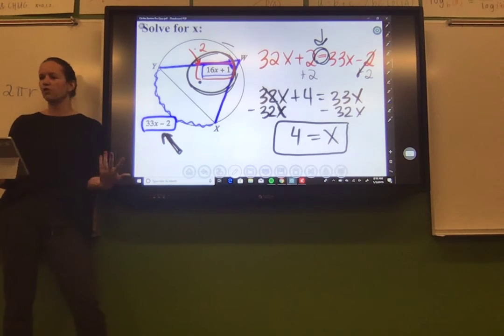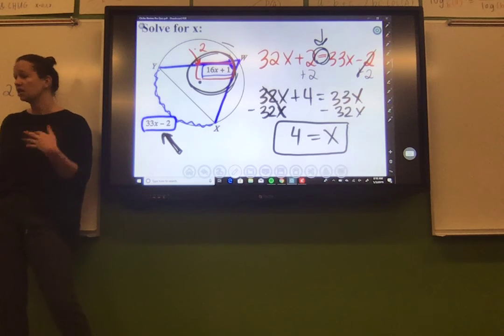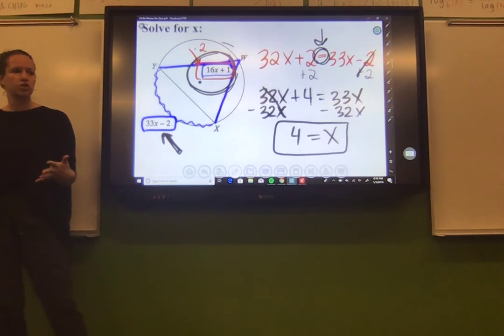So the answer is x equals 4. And that's it. It's not too bad. This is just for practice. So keep them, study them, look over them. You don't even have to turn them in.